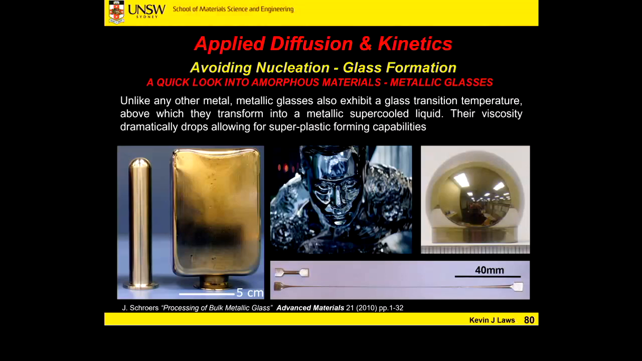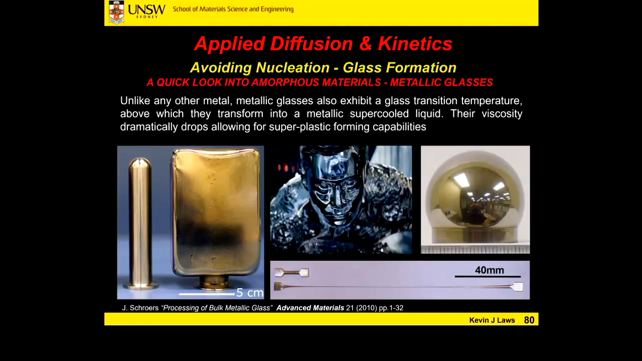Here's a couple of examples of metallic glasses above the supercooled liquid, above their glass transition temperature, for forming. So this one here is straight out of my PhD many years ago. Just a tensile sample made out of metallic glass. We heat it up to 165 degrees. We can stretch it several thousand percent of its original gauge length.